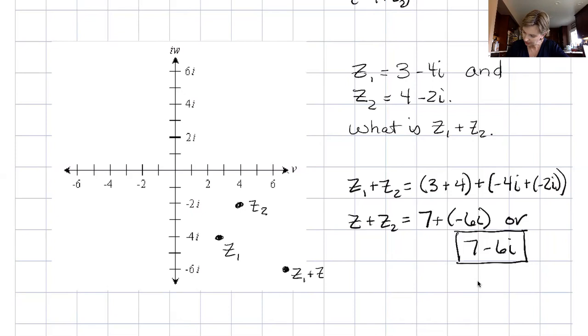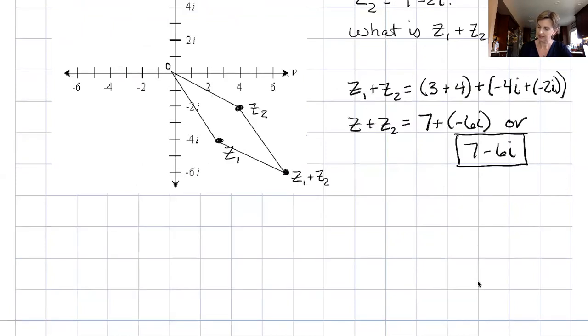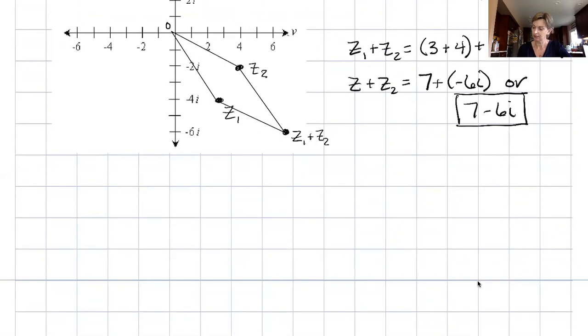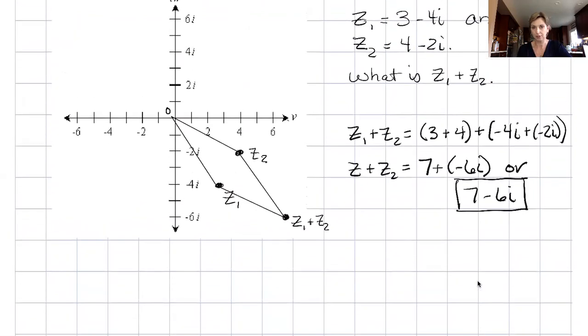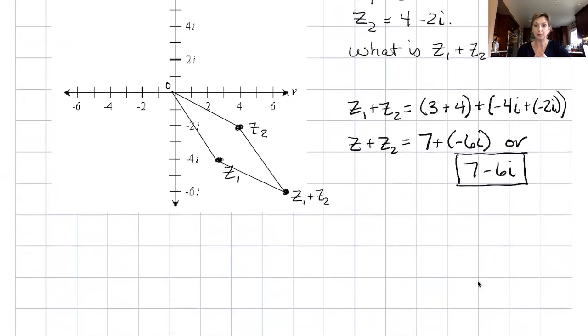Z1 plus Z2. The rule says if I connect Z1 to the origin and Z2 to the origin, and then I make my parallelogram using Z1 plus Z2, I get a parallelogram with those 4 points being the vertices. Can you see it? Yeah, not bad. That's a nice looking parallelogram. Excellent. So that is adding 2 complex numbers, and it's also using our new complex plane.